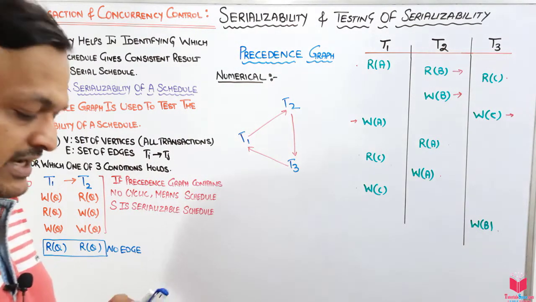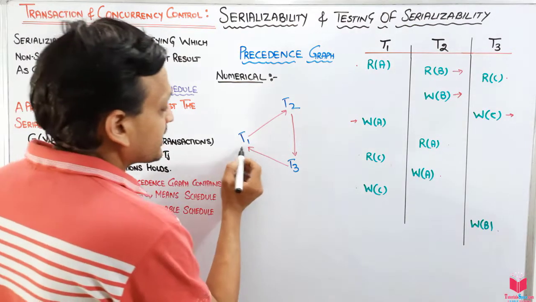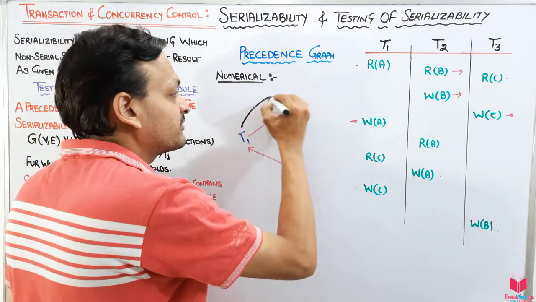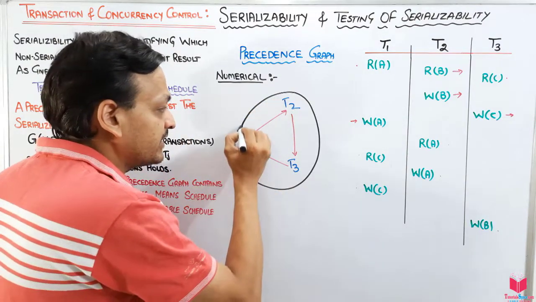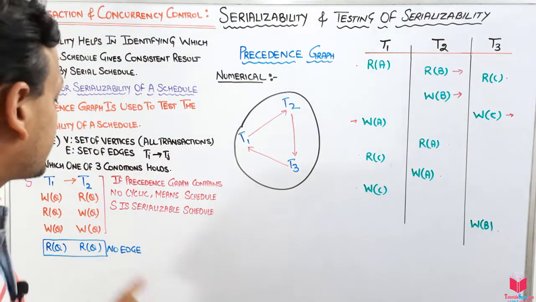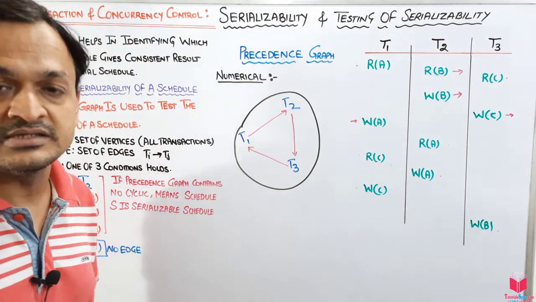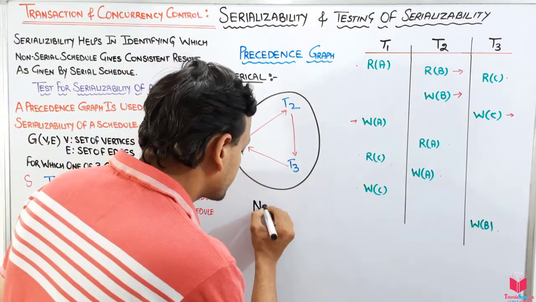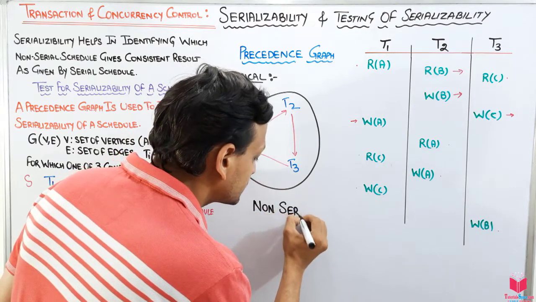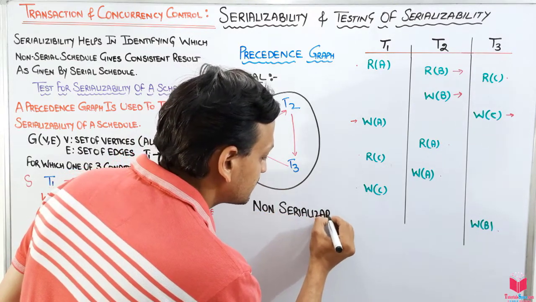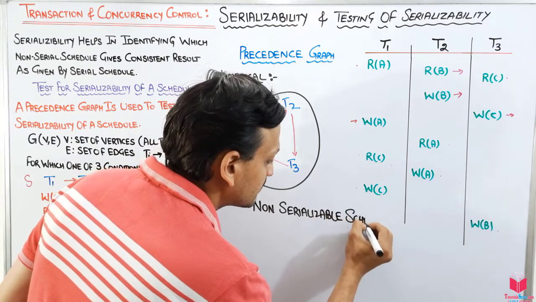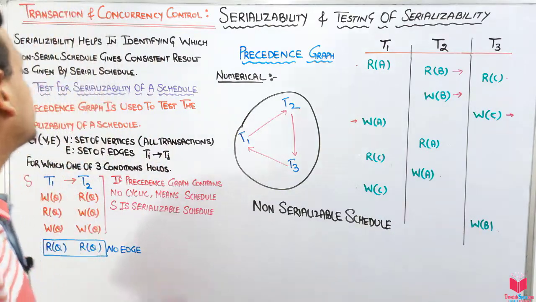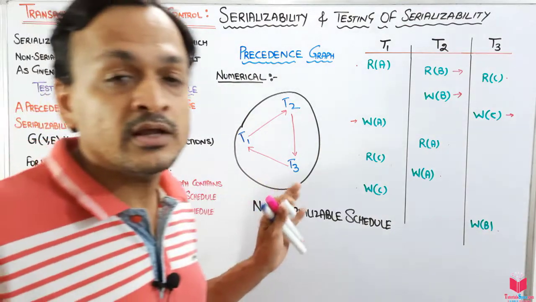So let's see, is there any cycle or not? I can go from T1 to T2, then T2 to T3, then T3 to T1. That means if I start from T1, I can come again to T1. This is a cycle. A cycle in the precedence graph means it is a non-serializable schedule. That means it will not give the consistent result as given by the serial schedule. So we will not check anything further in that.